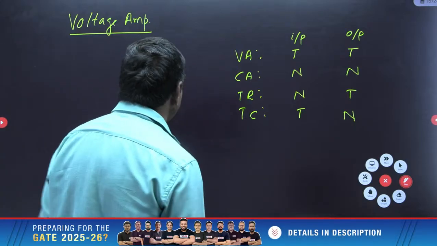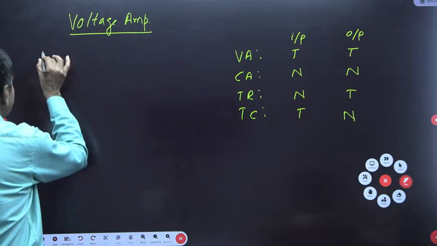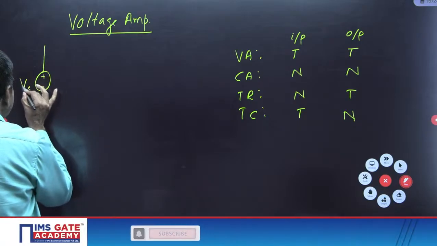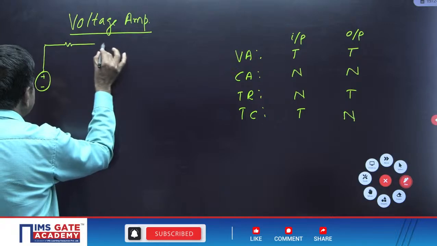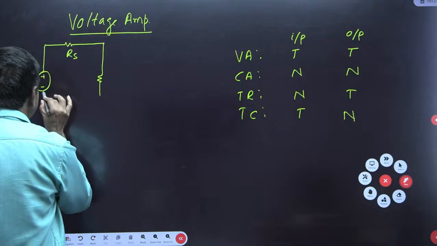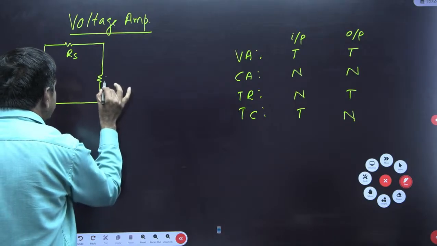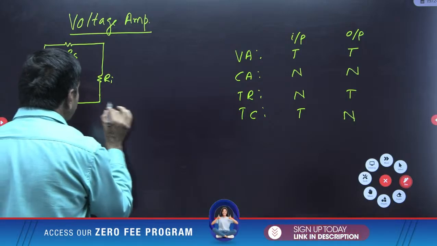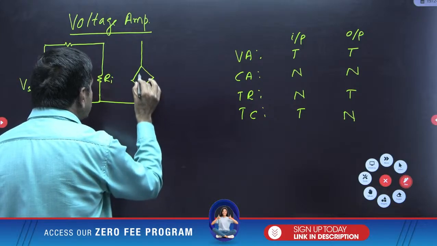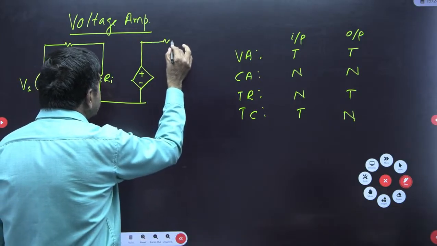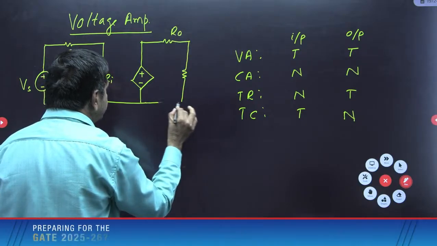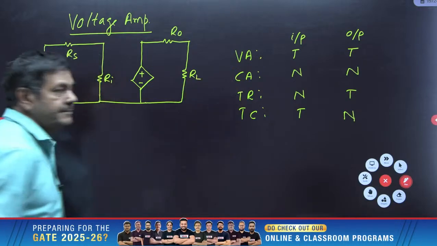How is the voltage amplifier drawn? The input must be Thevenin's, so they will draw it like this. This voltage source I have taken as Vs, the resistance as Rs, and the input resistance as Ri. On this side Thevenin's is required, which means a voltage source and a resistance. This is R0 and this is RL. These are all the parameters here.